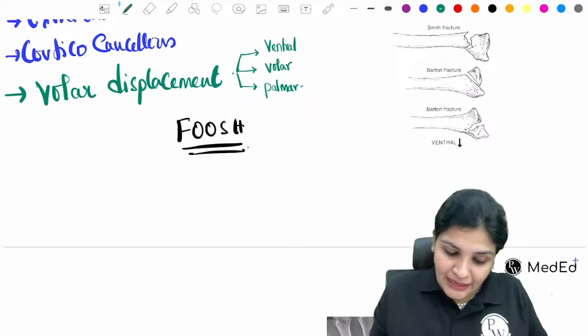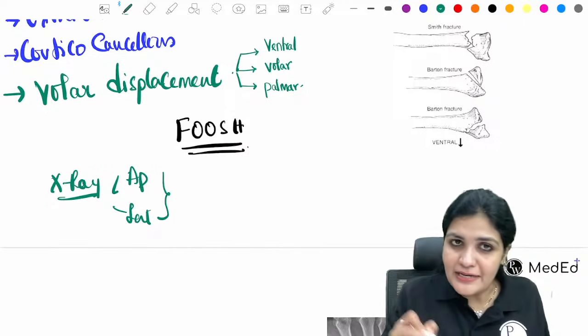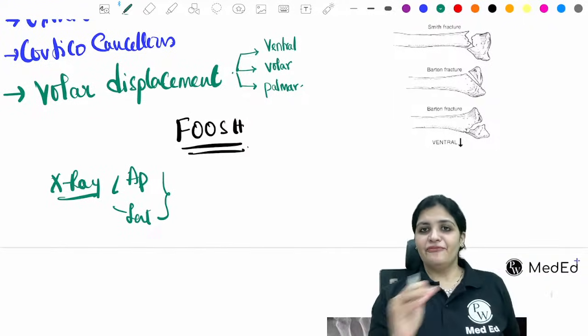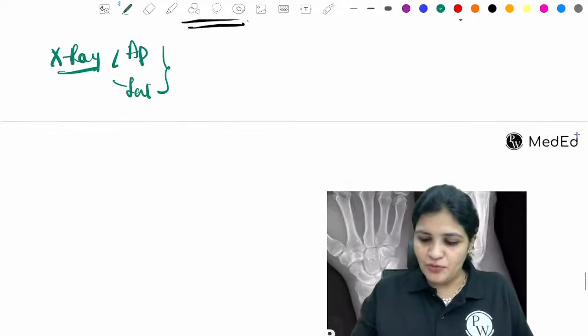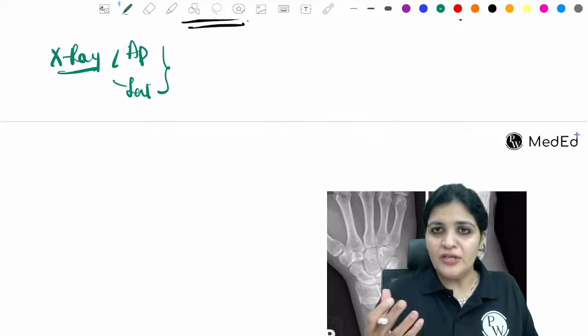So now again everything is same. Now you take the X-ray. Now you see there is an AP view and a lateral view. And in the AP and the lateral view, again you see there is a fracture, and now in the lateral view you see there is a volar displacement, or the ventral displacement. Then it is called your Smith's fracture.